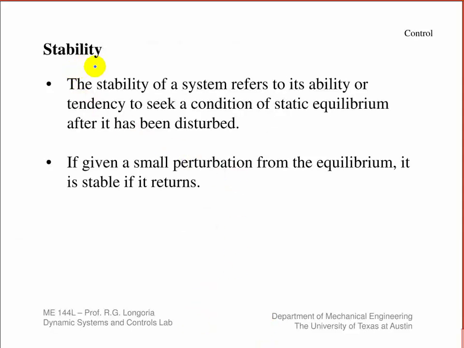One last thing I wanted to mention is stability, and in the controls course you'll spend a lot of time analyzing systems to assess stability, using stability to choose gains, to tune, and so on. Just want to give you a definition. When we talk about stability of a system, it refers to its ability or tendency to seek a condition of static equilibrium after it's been disturbed. So we talk about a system being stable. If you perturb it, it comes back to a nice equilibrium, right?